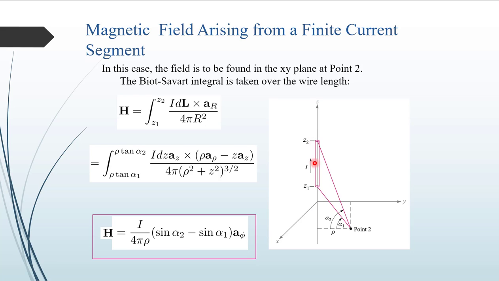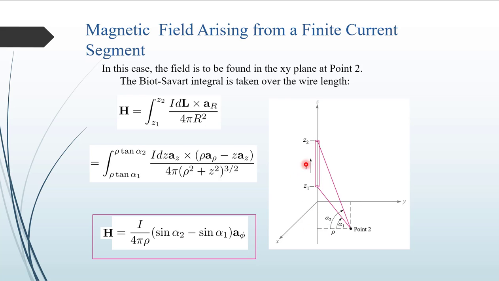For this, we have to consider an ideal element. This finite element has two ends: one at Z1, the other end at Z2. So we have to join these two ends to point P. Then from point P, the perpendicular is taken onto the axis of the filament, the Z axis. It will reach this point, and alpha 1 and alpha 2 are the angles made by the ends of this filament with point P.